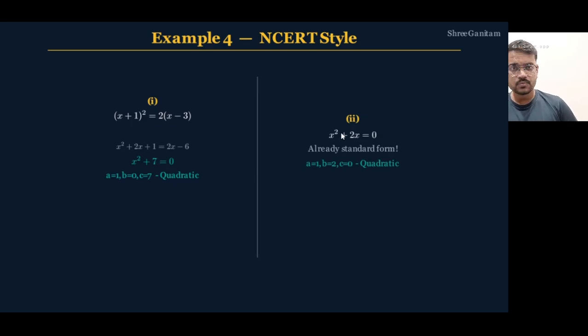So next we have another example, x square plus 2x equals 0. See, all the things are on the one side, right? So we don't have to move anything, or there is no complex thing. It's in the simplest form. It's already in the standard form. And if we compare it, a becomes 1 because the coefficient of x square is 1. The coefficient of x, which is known as b, is 2, and there is no constant term, so c is 0, which is quadratic. Okay, so let's move ahead.